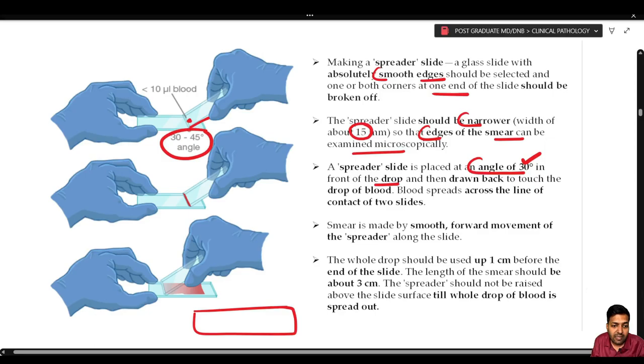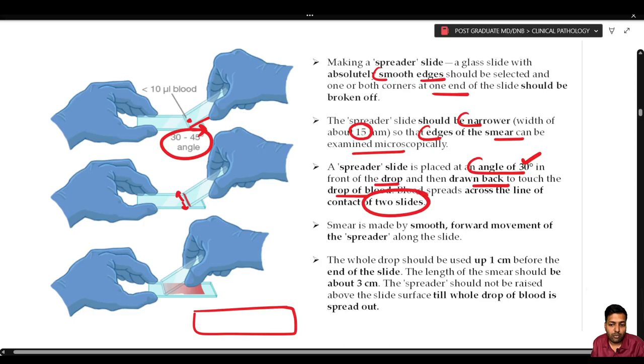Then it is drawn a little bit backward. As you draw it backward, the drop is spreading along the line of the spreader, okay. So a spreader slide is placed at an angle of 30 degrees in front of the drop and then drawn back to touch the drop of blood. The blood spreads across the line of contact of the two slides.